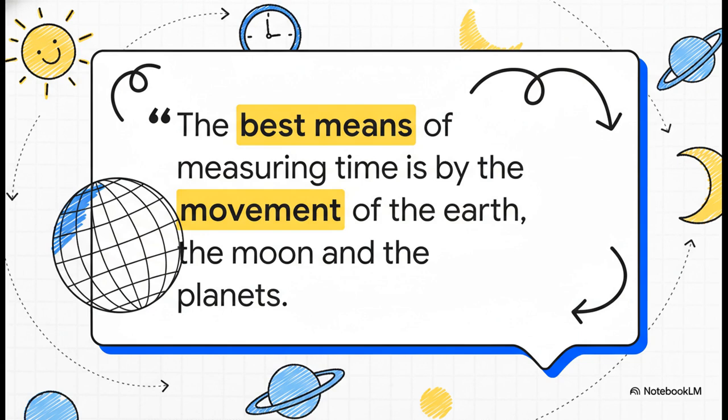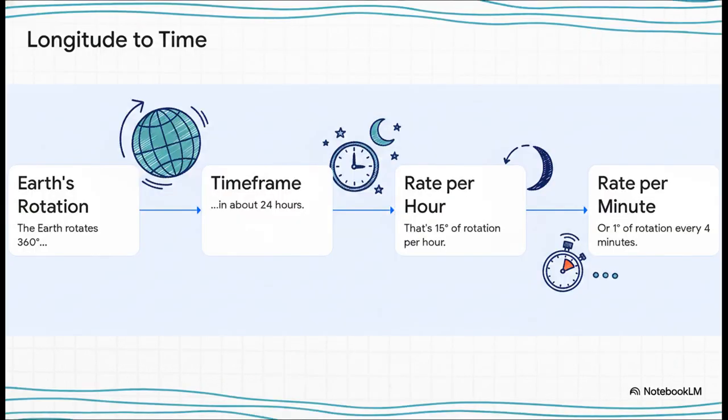So, as this quote suggests, the way we measure time has always been tied to how our planet moves. I mean, when the sun is at its highest point in the sky, it's noon, right? But highest in the sky happens at a different moment depending entirely on your longitude. The math here is actually pretty simple. The Earth spins a full 360 degrees in about 24 hours. If you break that down, it works out to 15 degrees of rotation every single hour. Or, if you want to get even more granular, that's 1 degree every 4 minutes.